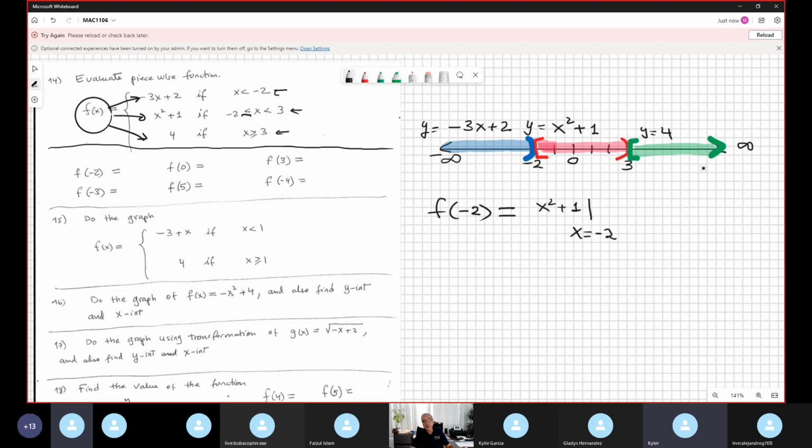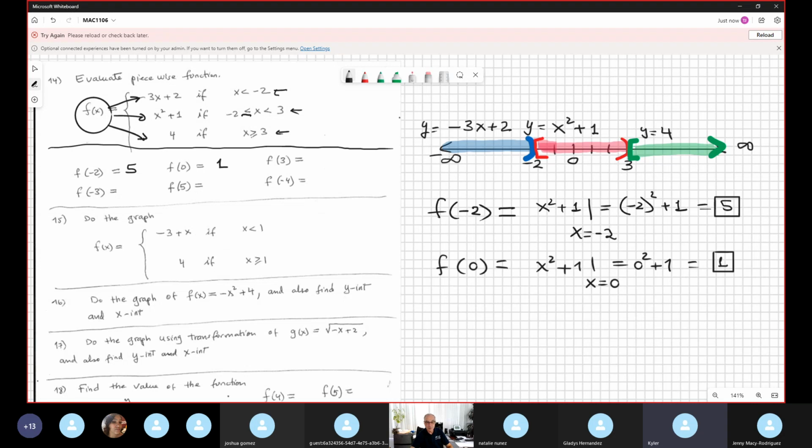Be careful with the sign. It is parenthesis -2 squared plus 1. And -2 squared is 4 plus 1 is 5. Boom. Final answer in the first one. Fine. Let's do 0. 0 belongs to what? To the red, to the blue, or to the green? The red. And you select one more time this expression, and you evaluate at 0. So you get 0 squared, 0 plus 1 is 1. Final answer.